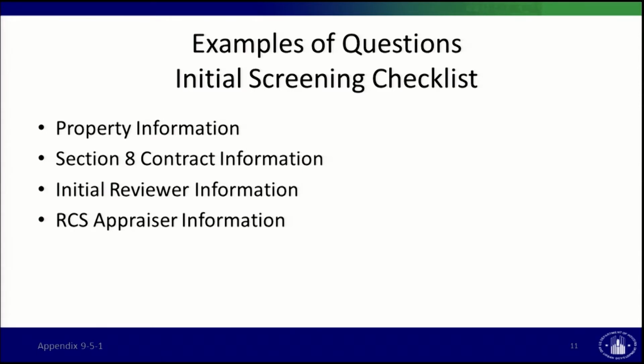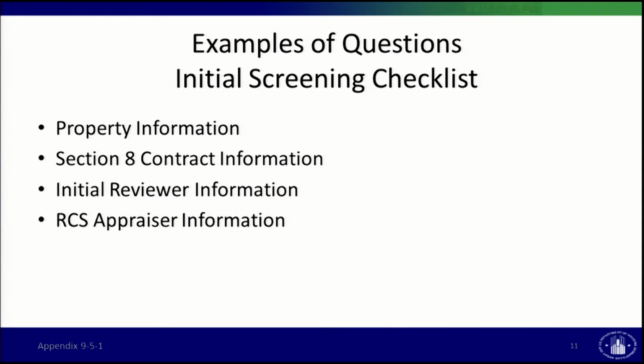Remember, at the initial screening, you as the screener are only looking to see if the information is in the document. You're not looking at the quality or content of the information. You should complete the top of the form, which asks questions about the property and the Section 8 contract. Below that is information on you, the initial reviewer, and the information on the RCS appraiser. You'll need to complete that before you can move forward. All the information on the form you can find in the RCS. However, if it's missing, you have to ask for it.